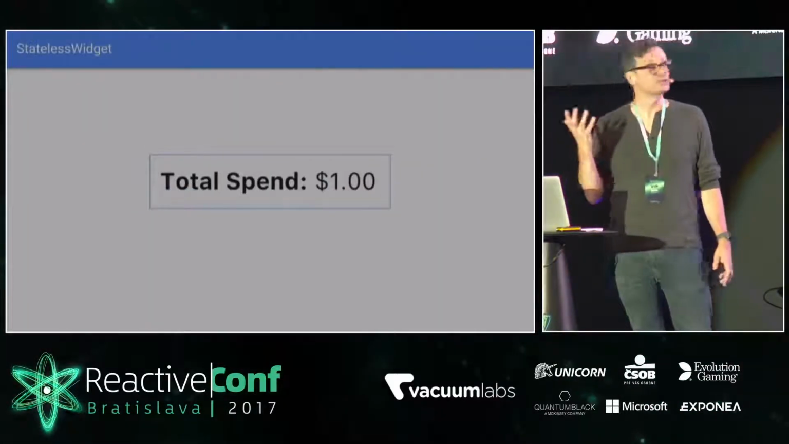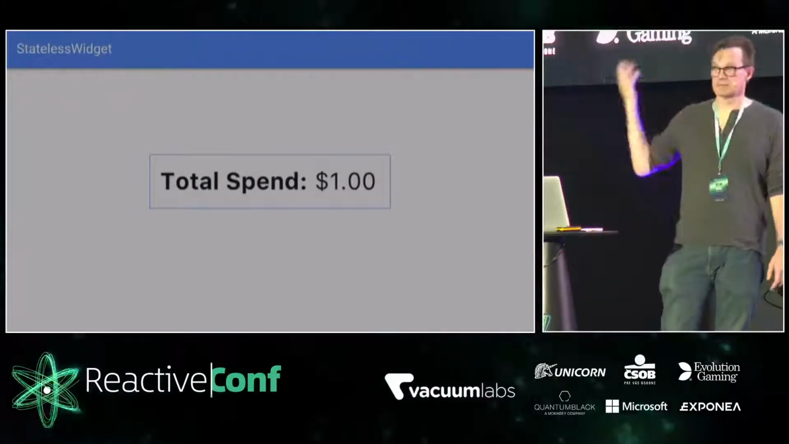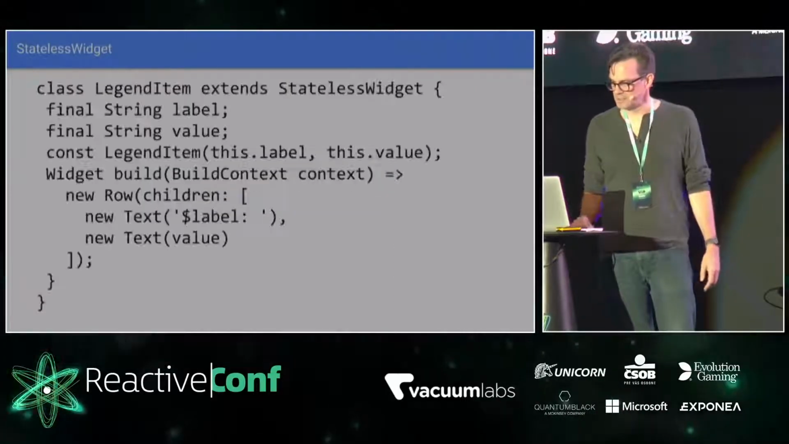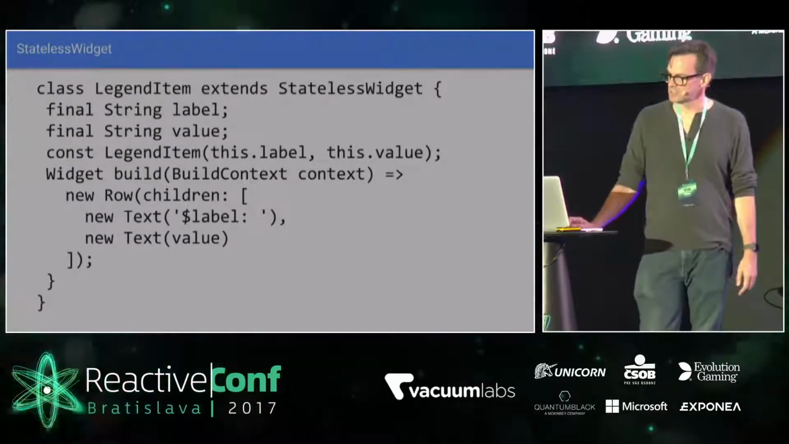So let's take a look at a really simple widget. This is like a labeled value. It's got a label, it's got a value, it's got some default padding around it. Here's the source code for that widget.